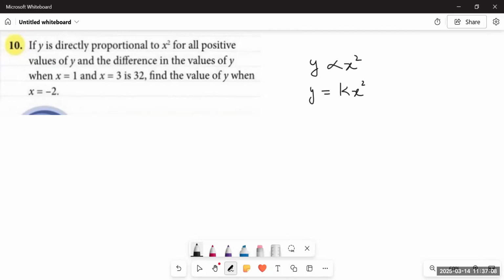Now, this question seems to be tricky. What are they saying? They're saying that the difference in the values of y when x is equal to 1 and when x is equal to 3 is 32. They're not telling us the values of y for any corresponding value of x, neither for 1, nor for 3. And the constant is not provided, but their difference is 32. So in this case, what do we have to do?